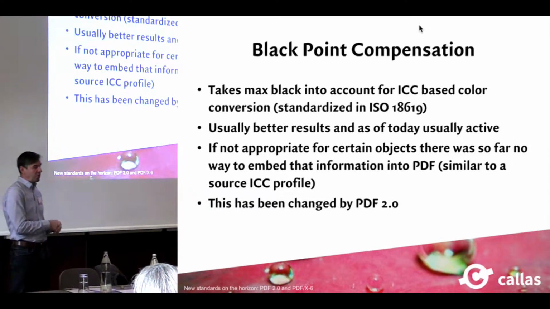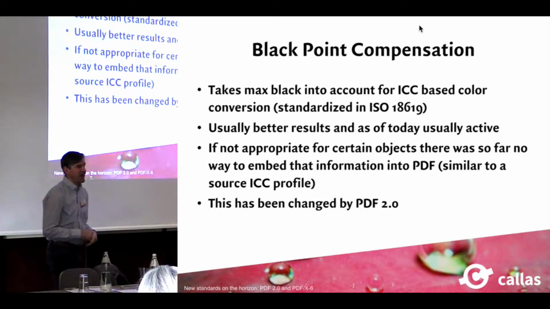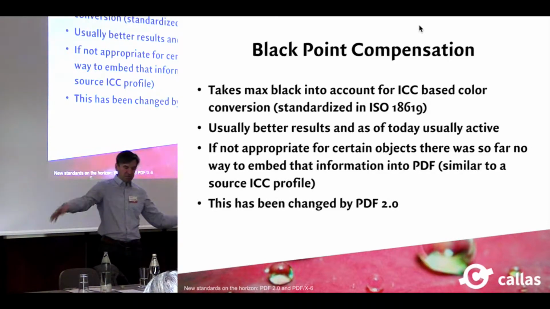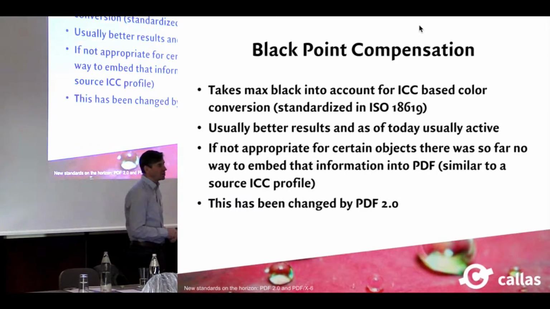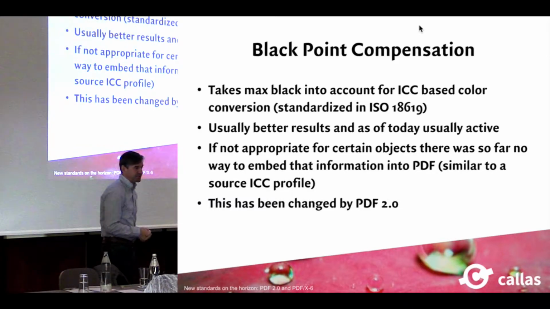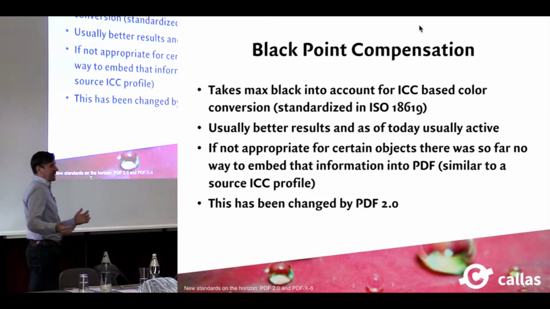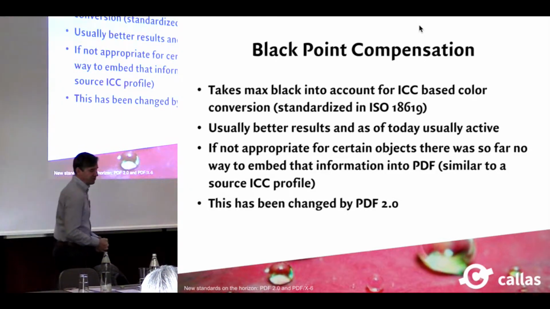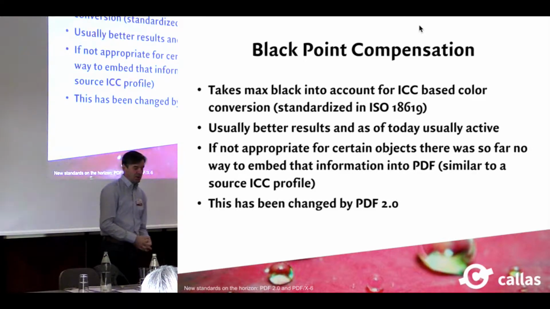So in pdfToolbox you have the black point compensation flag, and you can turn it on or off on an object level. So you can say use black point compensation for the whole document, but not for this image. And it does make sense. So usually the creator of the PDF file would enter that information into the PDF file, and then the processor would just use it.